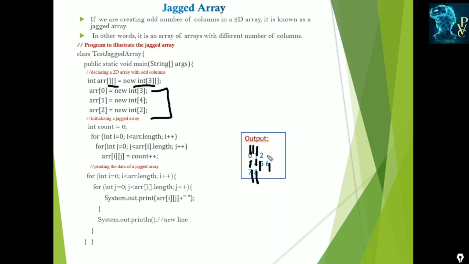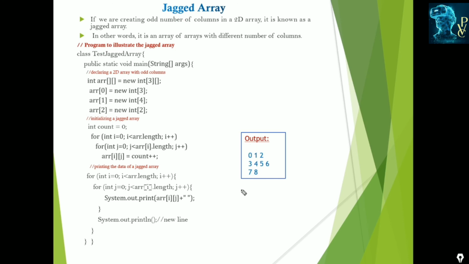So 0, 1, 2, up to 9: the size is 4 plus 3, 7, plus 2, 9. 0 to 9 means 10 elements. 4 plus 3, 7, 8, 9 elements can be printed like this. Okay, directly by index position they are printed as the jagged array. We cannot initialize any values.